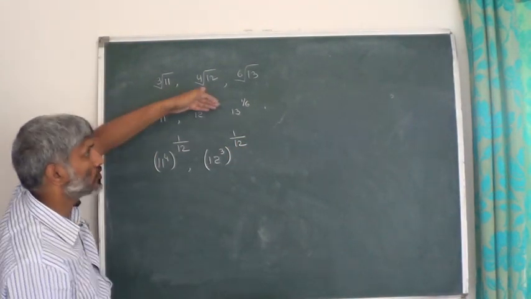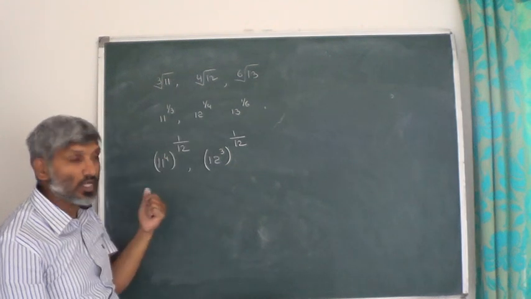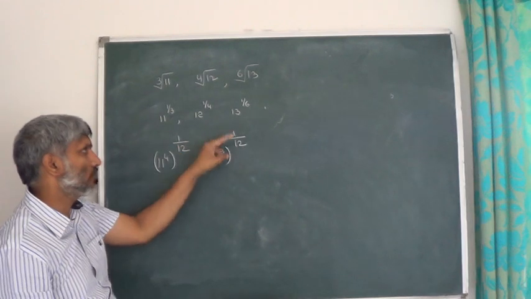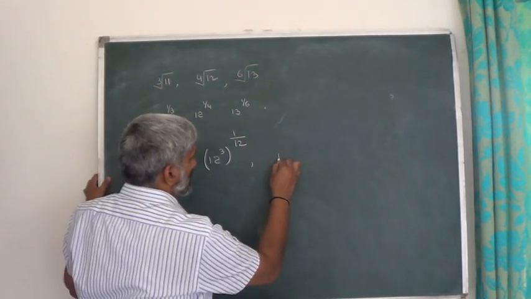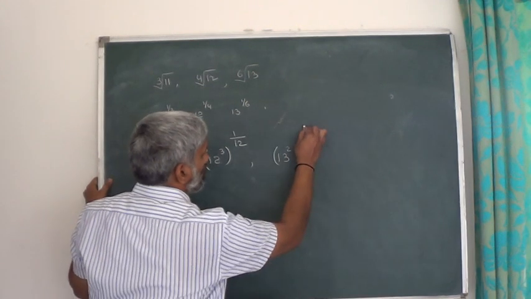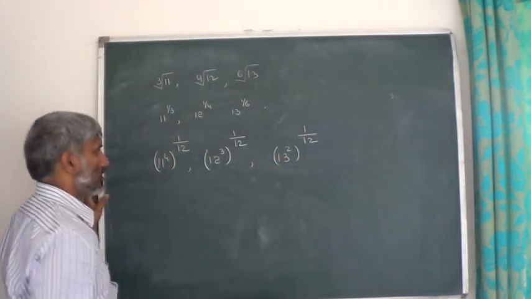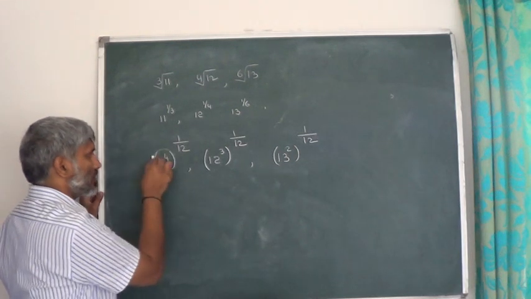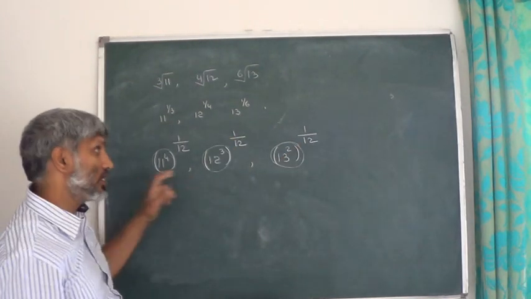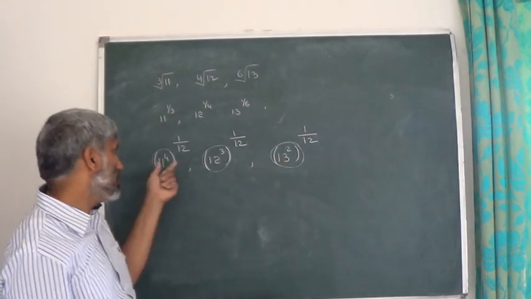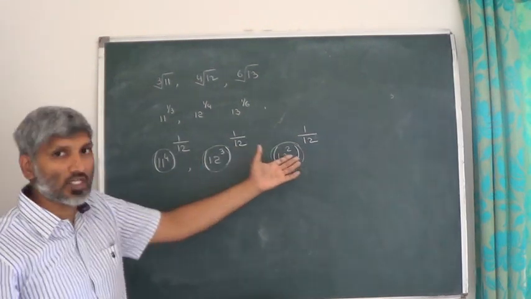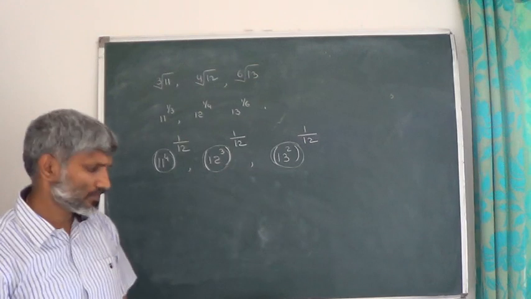Because we can't say which of these is the bigger number, that's why I am making the powers the same: 1 by 12, 1 by 12. The next one is 13 square whole to the power of 1 by 12. Now you can easily compare 11 power 4, 12 cube, 13 square. Because 13 square is equal to 169. Among these, you can say which is greater, and from this you can say which number is bigger.